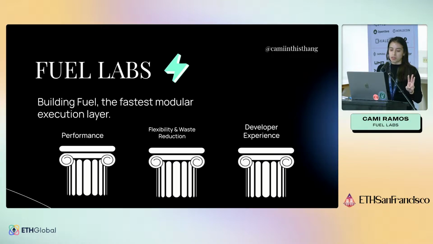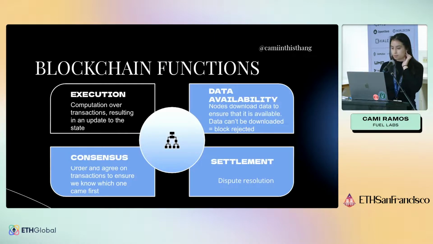And the 3 pillars that we're going to talk about are performance, flexibility and waste reduction, and developer experience. The 2 that we're going to focus on today are performance and developer experience, just because we don't have a bunch of time. So for those who might be wondering, what's a modular execution layer? What does that mean exactly? Really what it means is that blockchains have these 4 functions, and we have a bunch of reading on our website if you want to learn more about this.